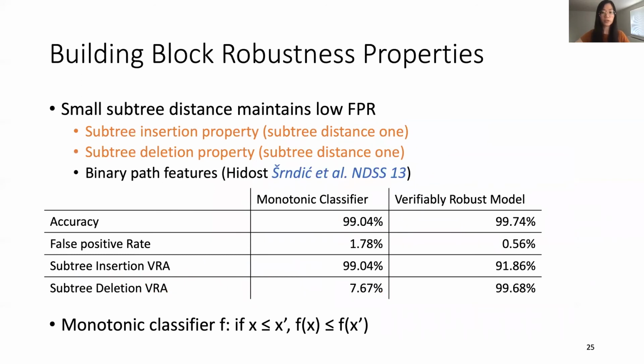Using the headless binary path features, we train our verifiably robust model with these 2 building block robustness properties. As shown in the right column of the table, our verifiably robust model achieved high VRAs for both subtree insertion and deletion properties, while maintaining high accuracy and low false positive rate. In comparison, one of the strongest baseline models, the monotonic classifier, can achieve high VRA for the insertion property, but not the deletion one. The monotonic classifier also sacrificed the false positive rate, increasing it to 3 times that of our model. For every 2 data points, the monotonic classifier has a non-decreasing prediction function for all the feature dimensions, which covers the subtree insertion property but not the deletion one. Overall, our verifiably robust model is more balanced at achieving different types of VRAs and maintaining low false positive rate.